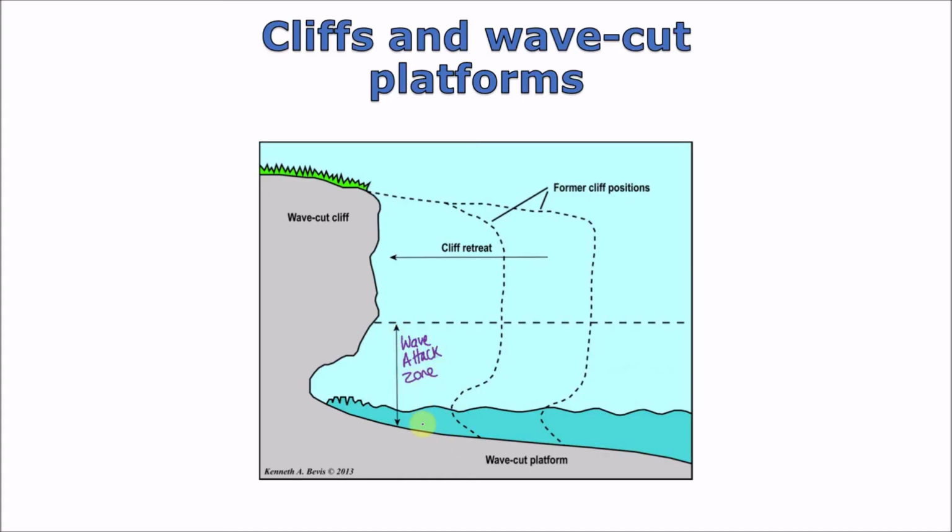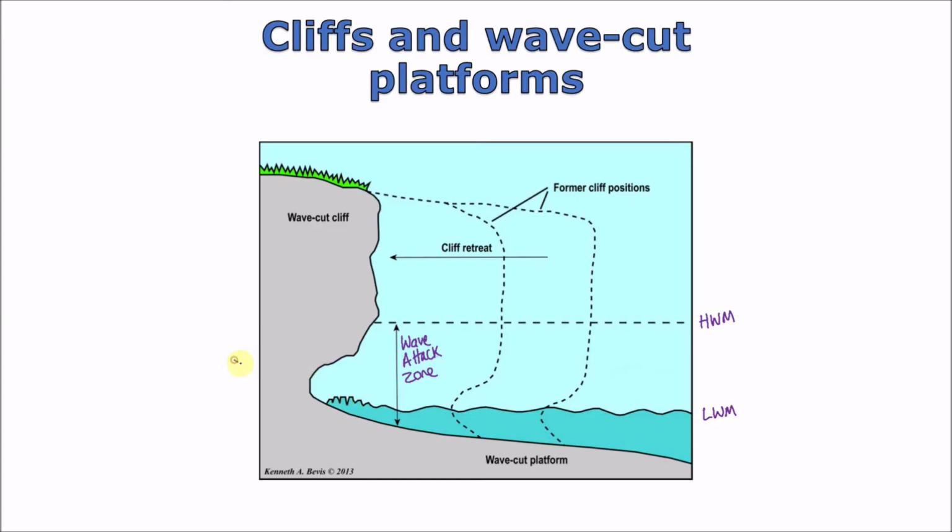The wave attack zone is generally delimited or marked out between the high water mark, where the waves and water would reach at high tide, and the low water mark. So we can imagine here perhaps this is at low tide, and between high and low tide the water is going to rise and fall along this part of the coastline, and the waves are going to be concentrating their energy within that wave attack zone.